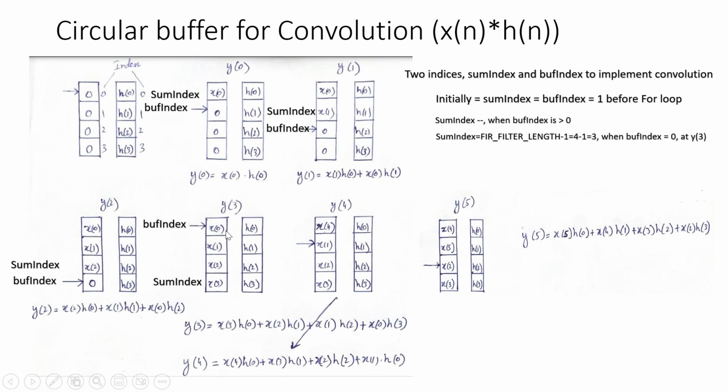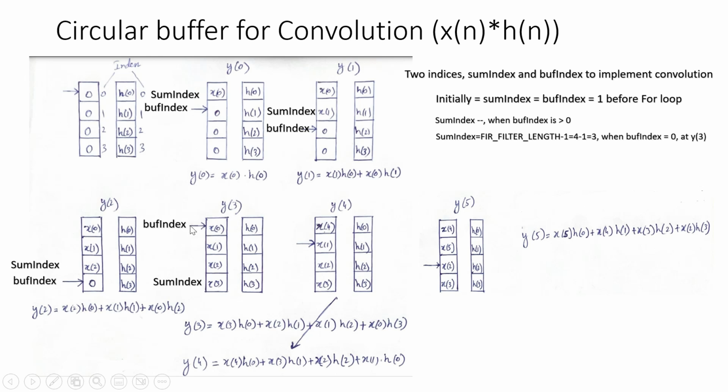Similarly, we can see here when all four samples are there in our buffer. This will be our current sample. We will multiply this sample with the first value of the impulse response, then the previous sample with the second value of the impulse response, and then the second last sample with the third value of the impulse response, and then the last sample we will multiply with the last value of the impulse response.